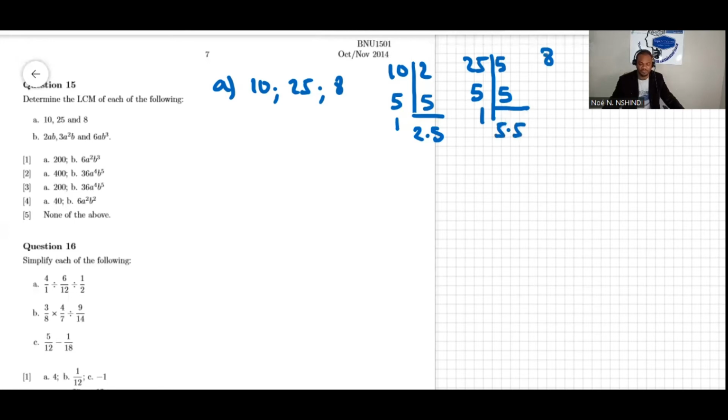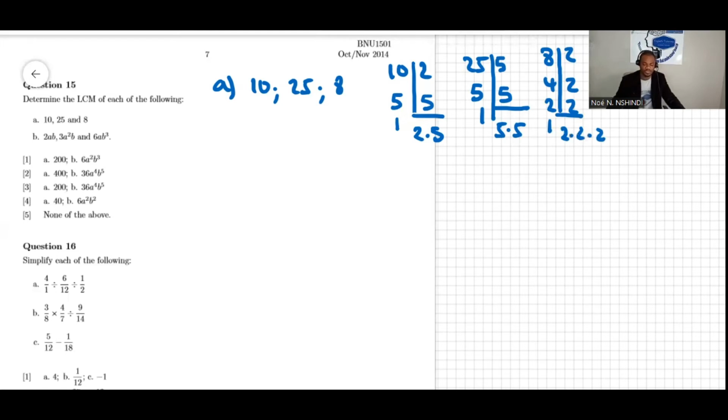And then the prime factors of 8. The smallest prime number that divides 8 is 2, so divided by 2 I get 4. The next smallest prime number that divides 4 is 2, and then by 2 it's 1. So the prime factors of 8 is 2 times 2 times 2.